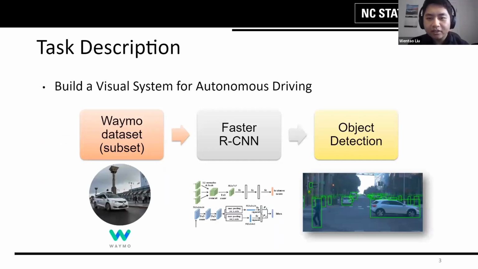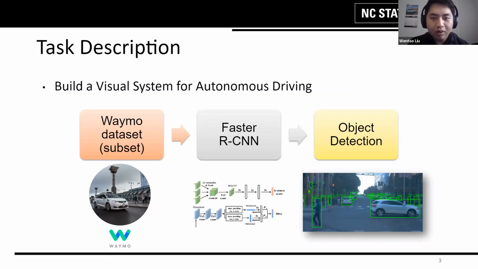So let me give an introduction about the whole picture for this project. The dataset we use is from the Waymo dataset. We feed this data into a Faster RCNN, which is short for Faster Region-Based Convolutional Neural Network. Eventually, this model can give us the prediction results about the objects, like where it is or what it is. For example, in the bottom right picture, the model will draw green boxes on the objects it identified and show the name of the object. Like this is a car, this is a pedestrian.